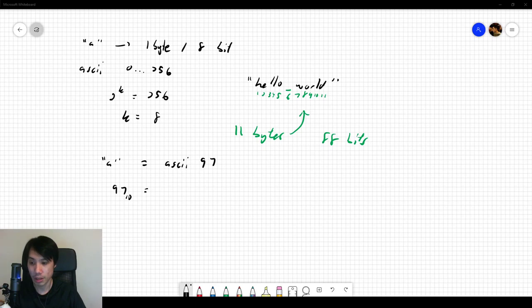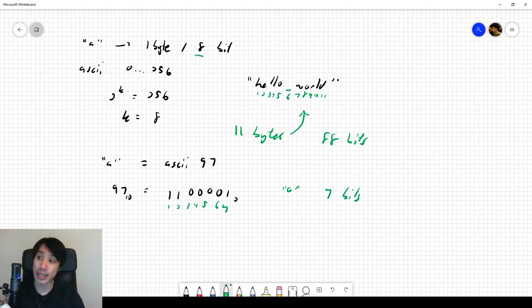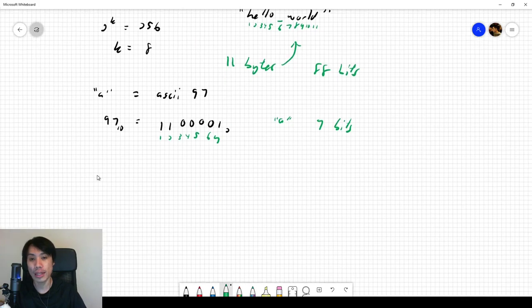If I were to just type it out, 97, it's actually 1100001. And if you were to count the number of bits, 1, 2, 3, 4, 5, 6, 7, right? So if I want to save A, I only require 7 bits. But why am I risking 1 additional bit, just to ensure everything is conforming? And the reason is quite simple.